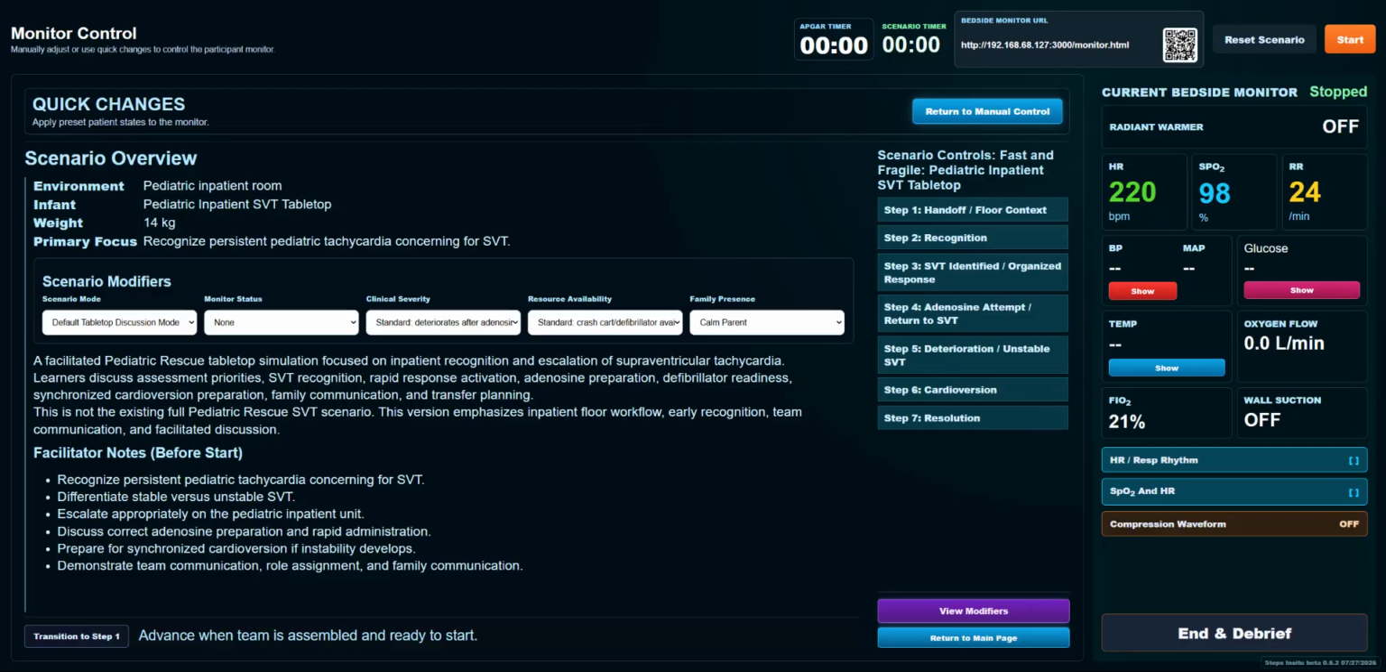Here is discussion mode. This has no requirement of extra hardware. You can do a hybrid tabletop with skills. This is what we're doing for our skills day, so I picked that, and I put the monitor up on the screen. Here, I'm going to start with no monitor. Standard deteriorates after adenosine. You can pick other things. Family presence uses the actor tablet, which also follows along with the scenario and gives somebody who wants to be an actor lines to read during the scenario.